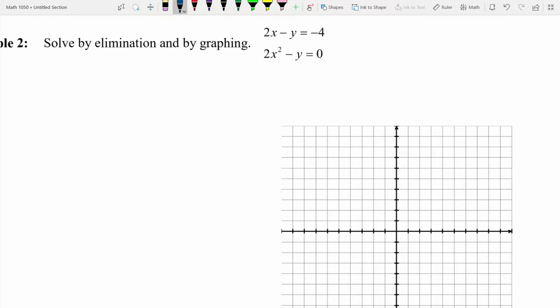Okay, first of all, let's do it graphically. You guys, is the first equation a line, a parabola, or a circle? Talk to me. What is it? It's a line. They're both raised to the first. Everybody write line right there. Talk to me about the second one. A line, a parabola, or a circle? It's a parabola.